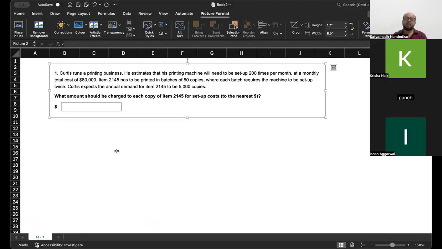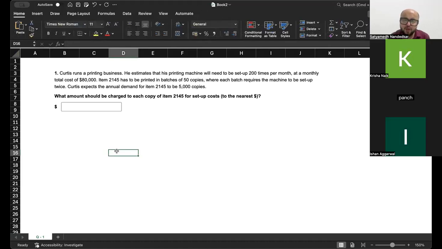What amount should be charged to each copy of item 2145 for setup cost? Curtis runs a printing business. He estimates that his printing machine will need to be set up 200 times per month at a monthly cost of 80,000. Item 2145 has to be printed in batches of 50 copies, where each batch requires the machine to be set up twice. Curtis expects the annual demand for item 2145 to be 5,000 copies.